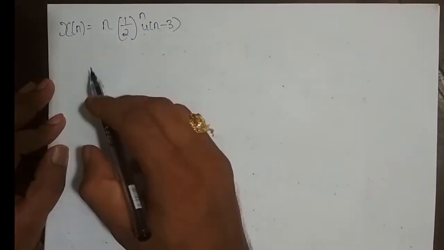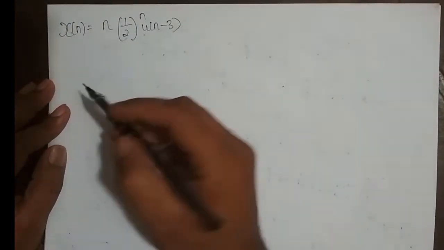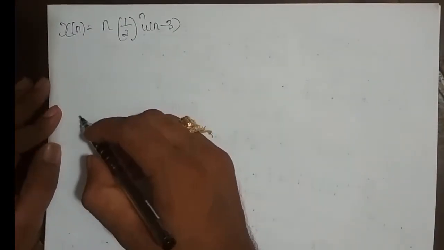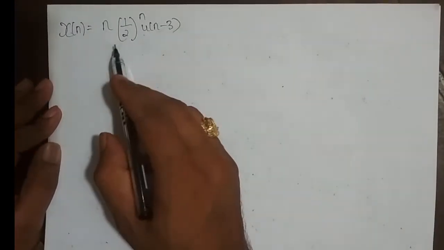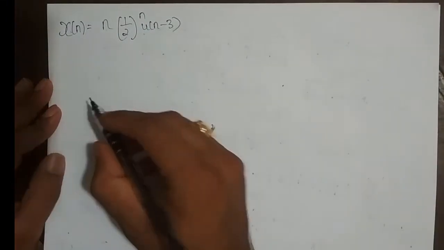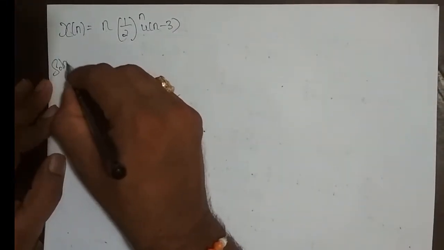Hey guys, we shall continue with the Z transform problem using appropriate properties. The sequence is x of n is n into 1 by 2 power n u of n minus 3. So, solution.